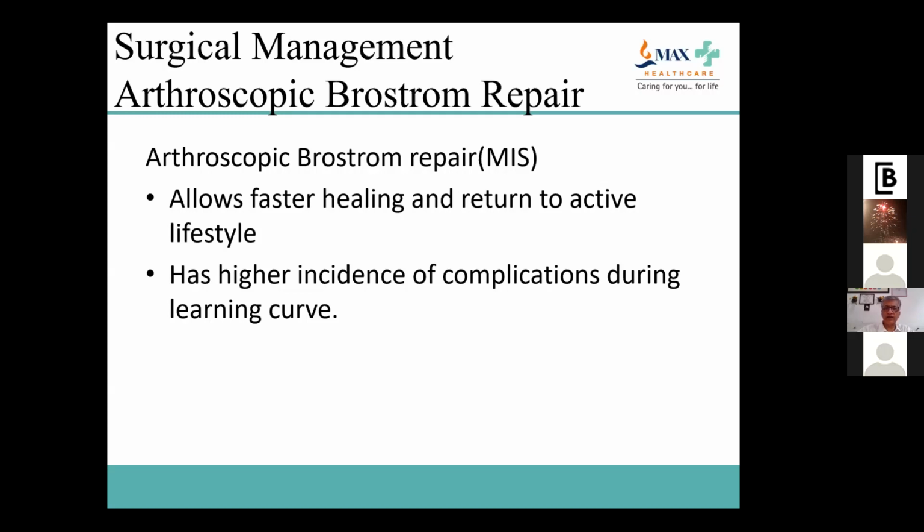So it allows a faster healing and return to active lifestyle. The only flip side is that when you are learning to do this, there is probably a little higher incidence of complications because you are doing everything through a keyhole, you know.